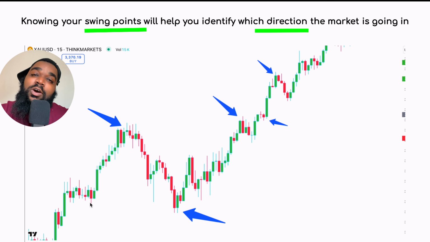But this is what we call liquidity, and there's a whole bunch of videos out on liquidity. It took me a long time to really understand it, but once you get it, it makes a lot of sense. So this would be considered liquidity, and price continues to push up. So you got this swing point right here, this swing point, this swing point, this one, and it keeps going up.